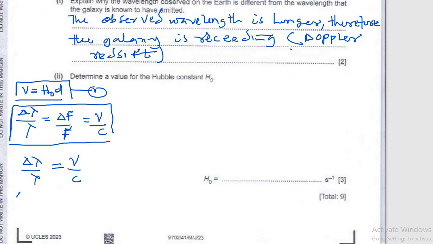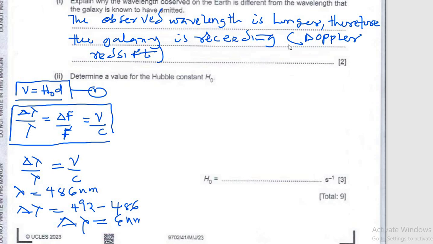Now, what's the original wavelength? The original wavelength is the one observed from the galaxy, 486 nanometer. So what is the change in wavelength? That will be 492 minus 486. They're all in nanometer. So change in wavelength is 6 nanometer. So substitute this value into this equation 3. Let me call this equation 2. Substitute the value in equation 3. So what's our change in wavelength? That's 6 nanometer. Original wavelength, that will be 486 nanometer.